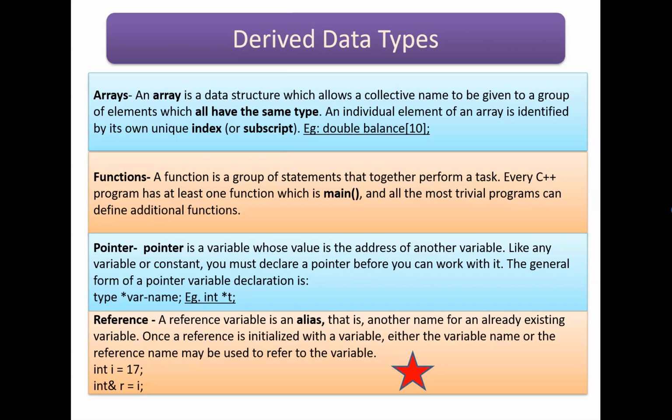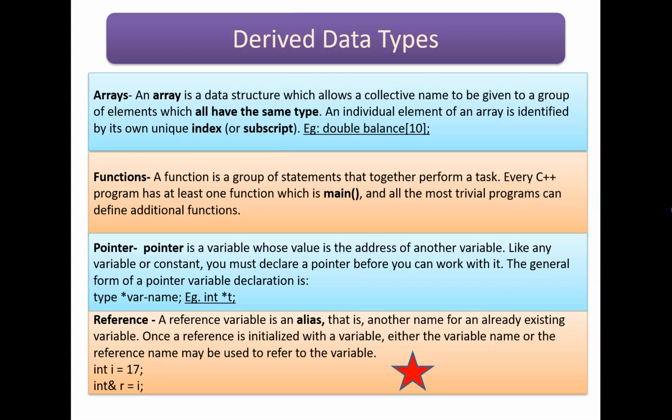an array. Array is a data structure which allows a collective name to be given to a group of elements which all have the same type, and you access them by an index. For example, double balanced with an array size of 10. We've also used the generic arrays from STL, which you're probably more familiar with, but the concepts are the same. Similarly, vectors.